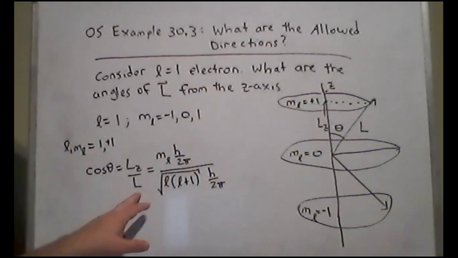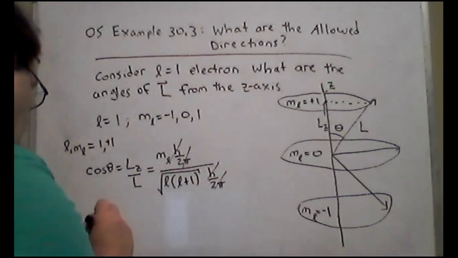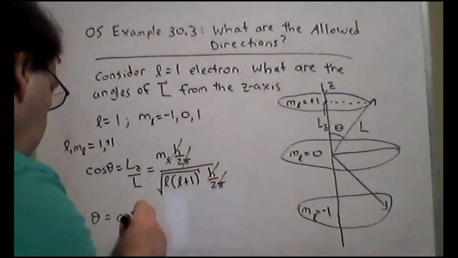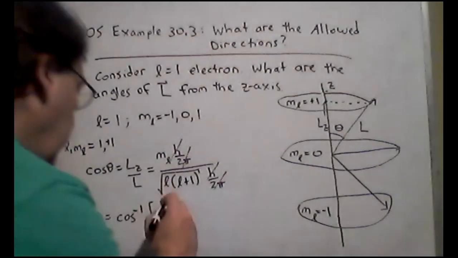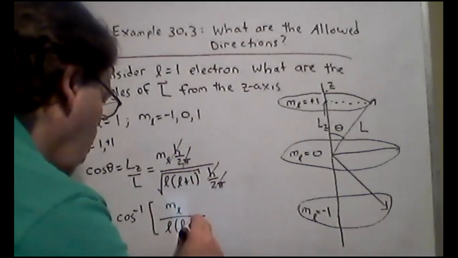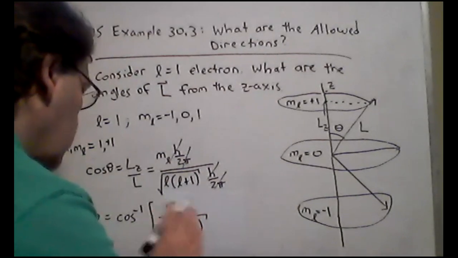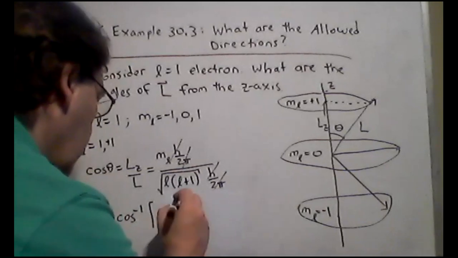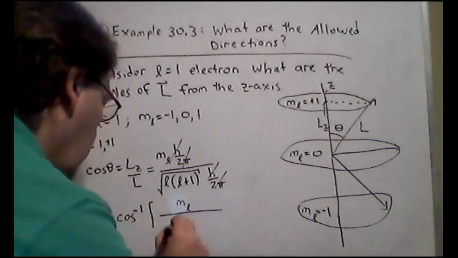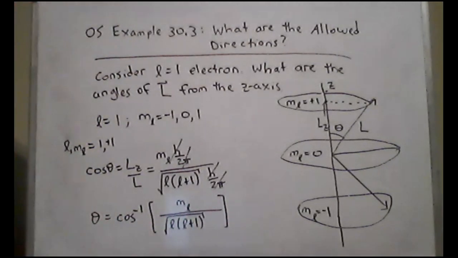L, the magnitude of the angular momentum, can only take on the values of square root of L times L plus 1 times h over 2 pi. What's nice is the h over 2 pi's cancel out. So in solving for the cosine, theta is the inverse cosine. The only thing left in the numerator is m sub L, and on the bottom is the square root of L times L plus 1. There it is. That's my general formula.